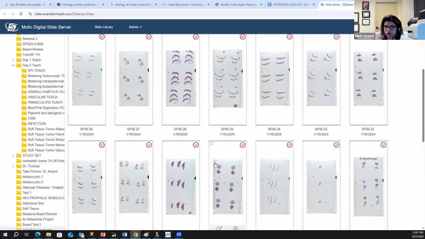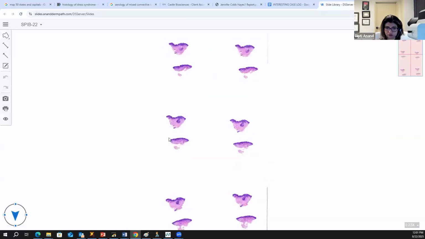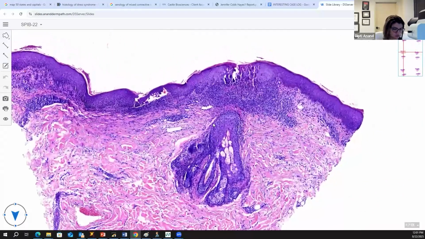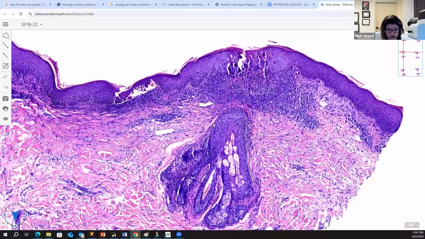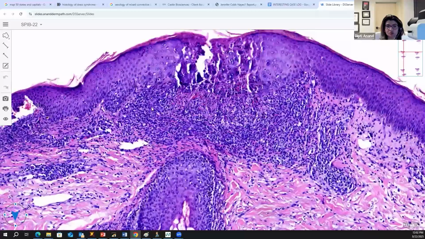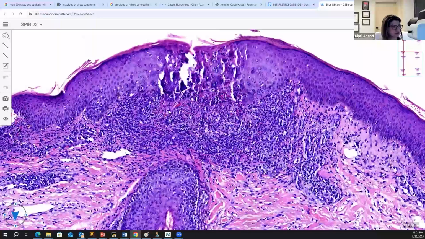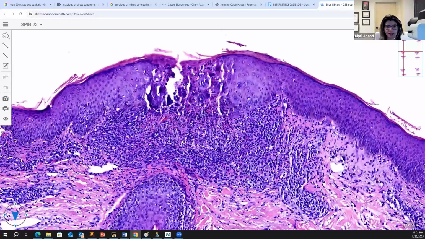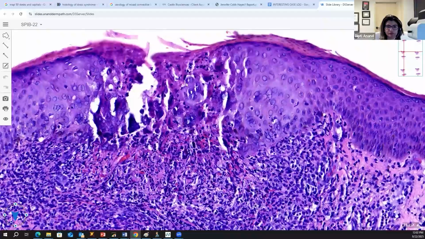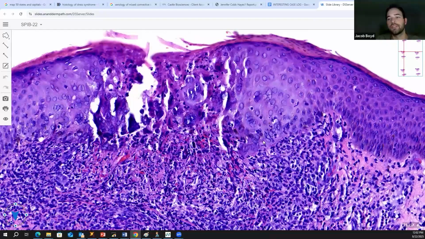Let's go now to the 22. So this patient has a blistering eruption, which is dermatomal. Now, can you help me? What is all this?